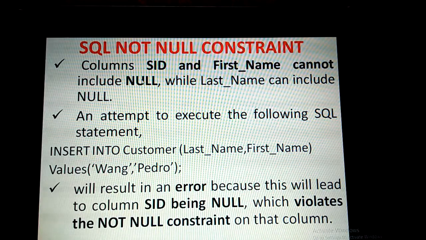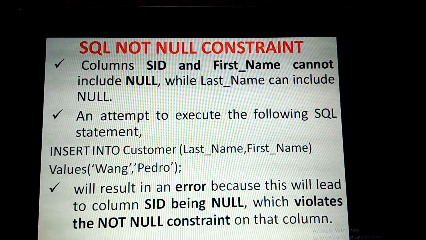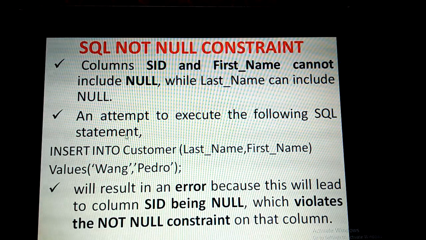See here, the columns SID and first name cannot include a null value, while last name can include a null value. This we have understood by seeing this create table command. If you try to execute the following SQL statement, insert into, now we are going to insert some values into the table using the insert command. So insert into customer, where customer is the table name, and then within parenthesis we give the field names, that is, the attribute names or column names of the table: last name, first name, SID.